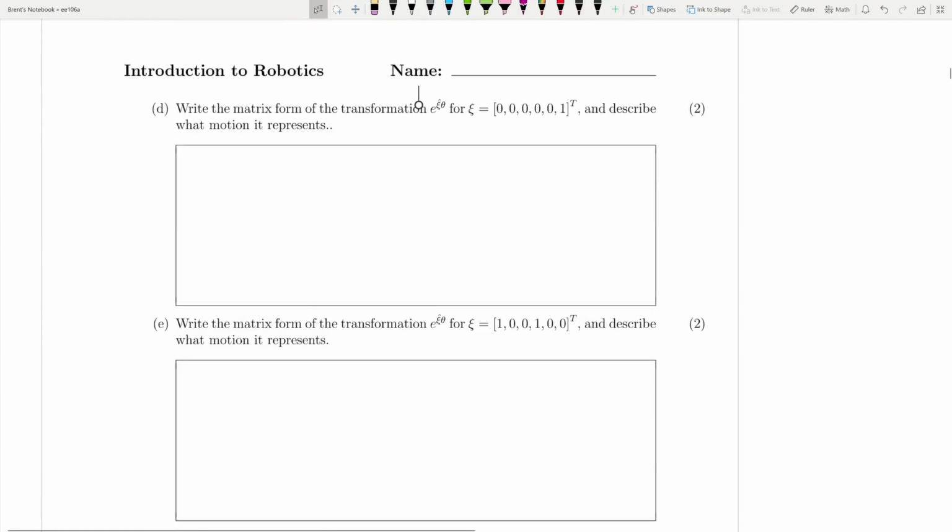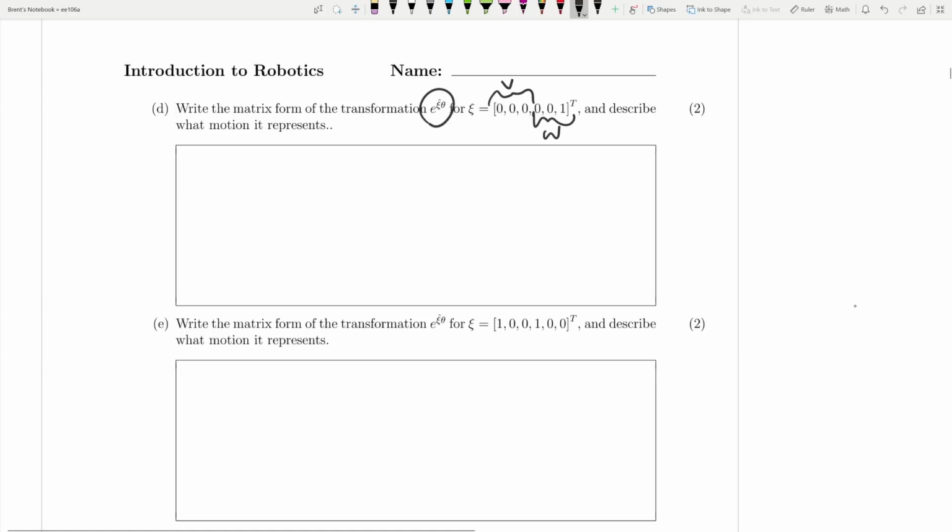Okay, so let's look at part D. Part D asks us to find the matrix form of this transformation, e to the twist hat theta, for twist is equal to 0, 0, 0, 0, 0, 1 transpose. And we'll know that these first three are the translation terms, which is v, and that's all zeros, so all this gives us is a rotation about the z-axis. So the solution for this should look pretty similar to our solution for part A.